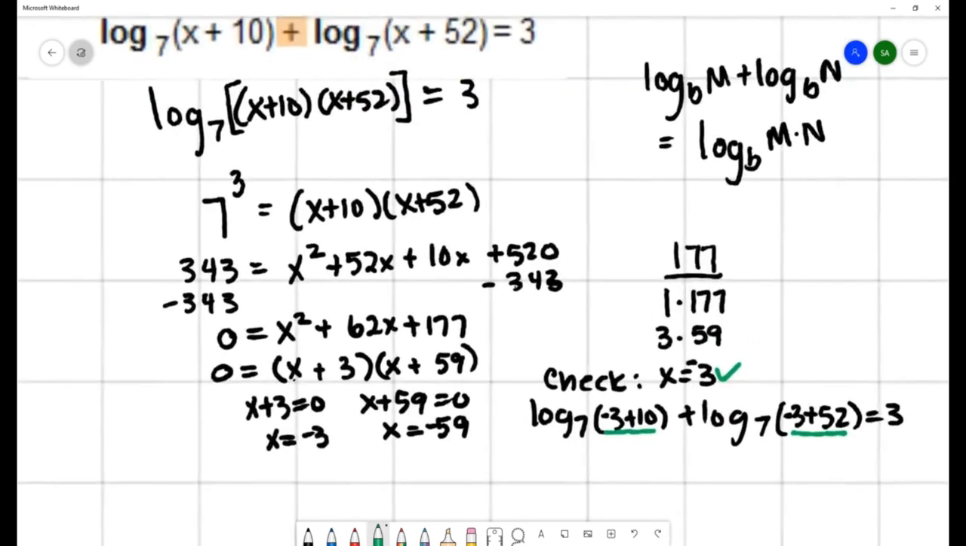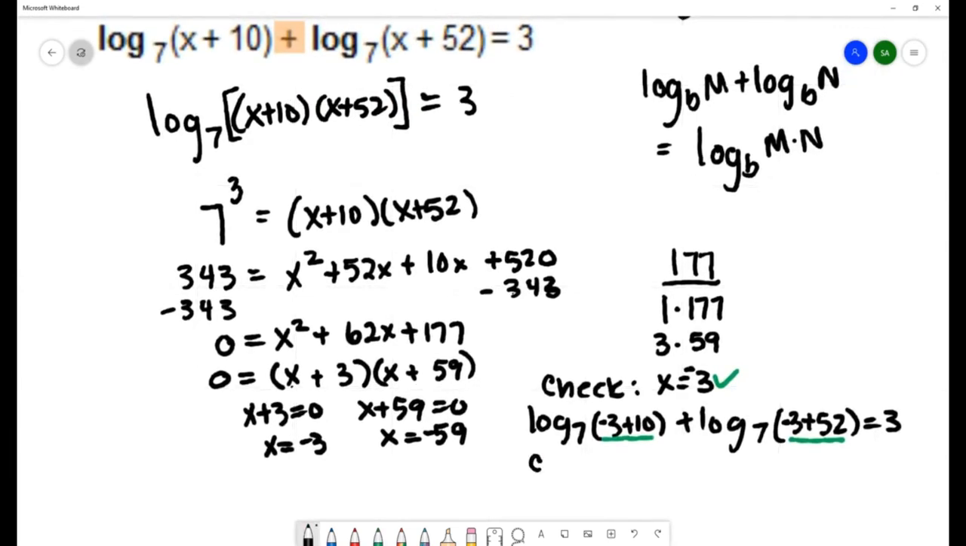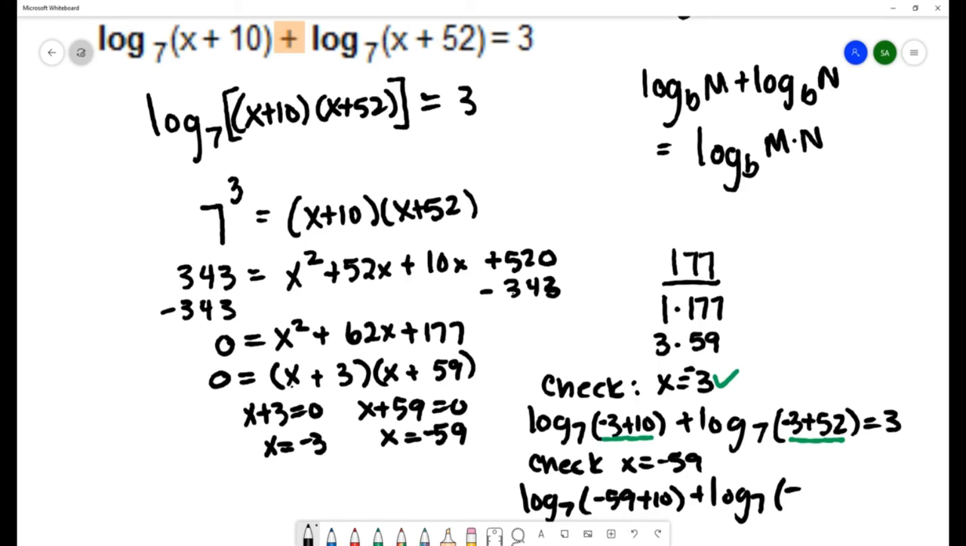And then I'll check the other solution. Let's check x equals negative 59. Log base 7 of negative 59 plus 10, that's a negative. And log base 7 of negative 59 plus 52, that's a negative. So log of a negative is undefined, so we're going to have to throw that solution away. So the only solution is x equals negative 3.